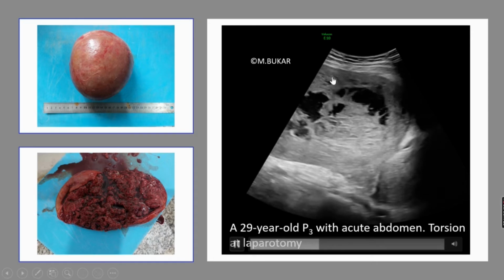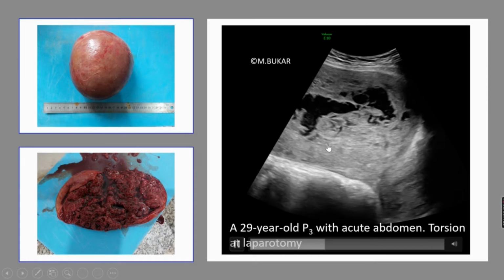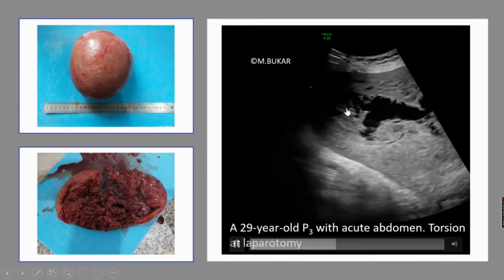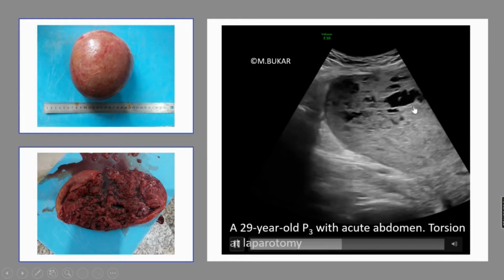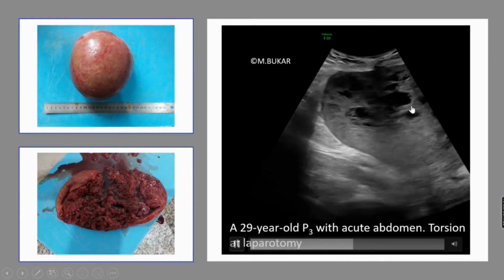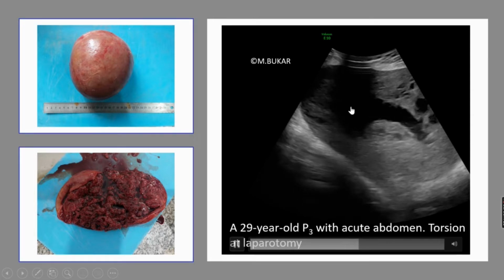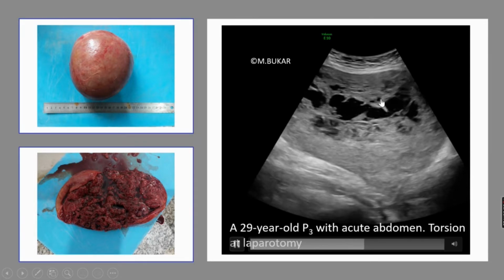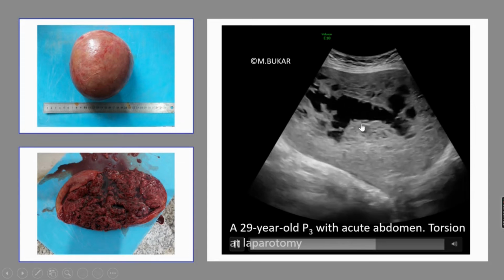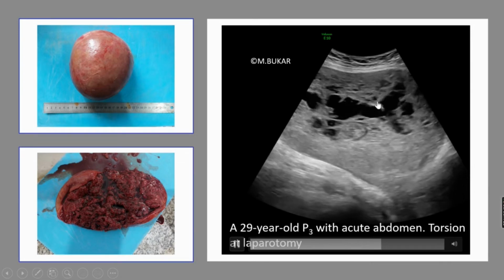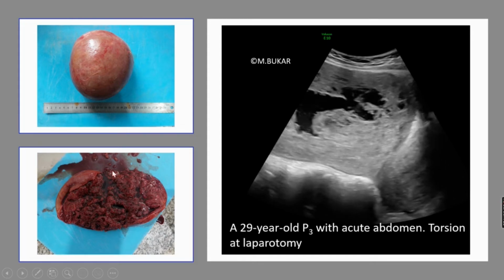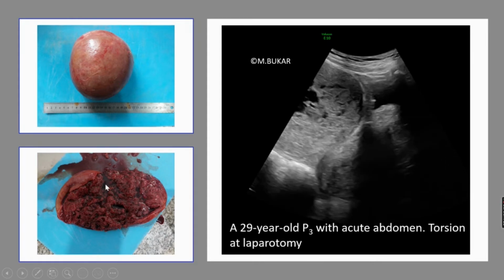So here you can see this heterogeneous lesion. So this is blood within the cavity. So blood clot will move on probe pressure. Look at this movements. So this is blood clot, not papillary projection, and you can see that this was confirmed at laparotomy.